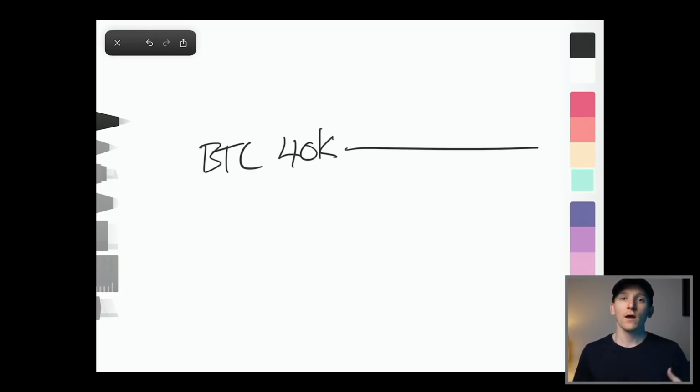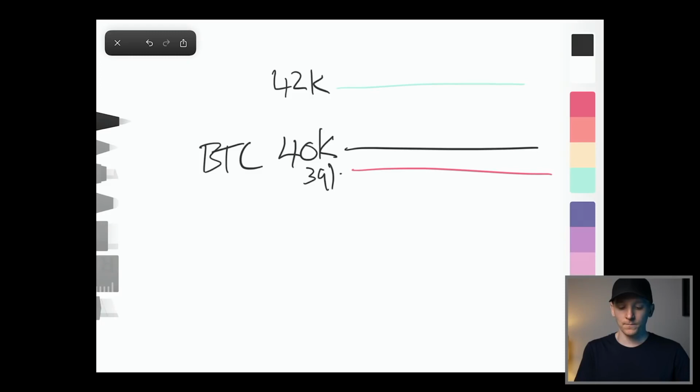Well, you can say, based on my analysis, I want to take profits up here. And if the trade moves against me and I'm incorrect, I want to cut my losses down here. So this could be 42K and this could be 39K. All right, so you need that specifically when you're trading short term as a strategy.